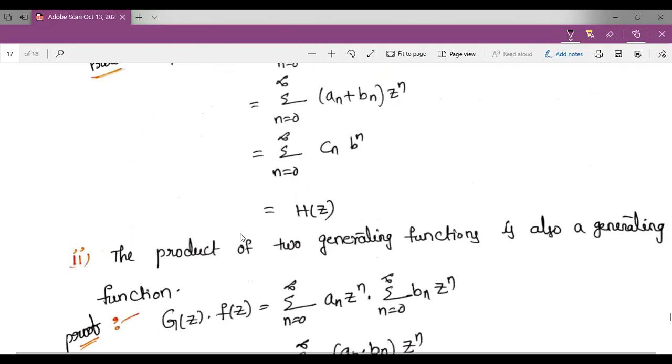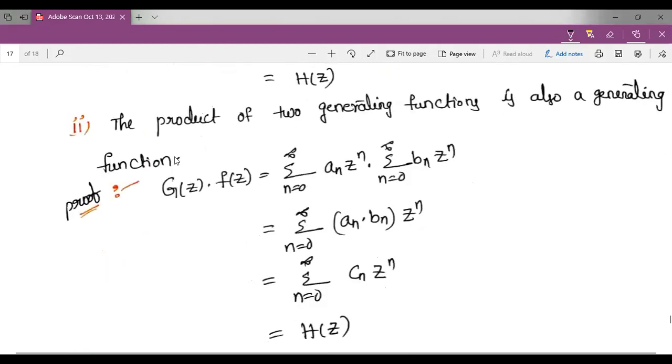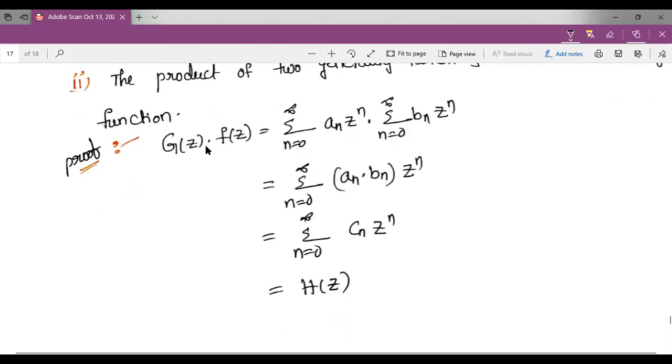Okay. The second property is the product of two generating functions is also a generating function. So g of z into f of z is equal to summation n is equal to 0 to infinity a n z power n into summation n is equal to 0 to infinity b n z power n. So here a n into b n gives another value c n. So summation n is equal to 0 to infinity c n z power n. This is also the general form of a generating function. This can be equal to h of z. So the product of two generating functions also gives a generating function.